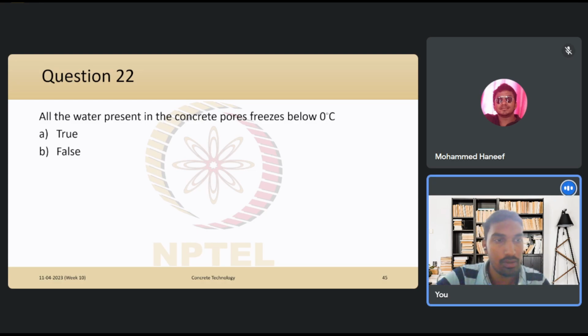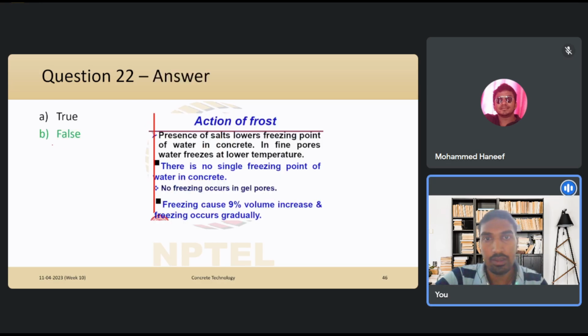We have one vote for option B, false. Yeah, the right option is B. It is false. Like we saw this before when we were talking about the frost action. So there is no single freezing point for water in the concrete. So why was that? Because the water in the cement contains salts, and also at different concentrations. Right. So the presence of salts will lower the freezing point further, and also the concentration will be different at different regions.